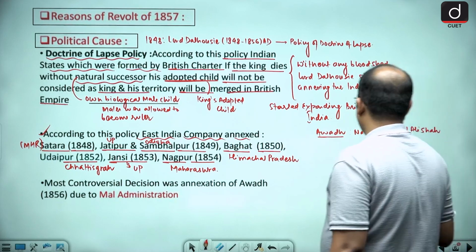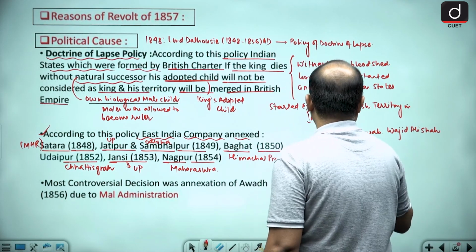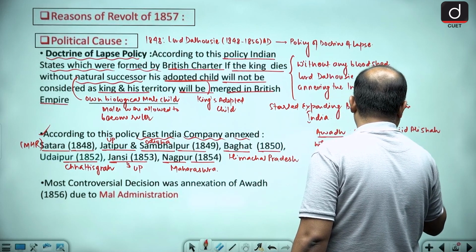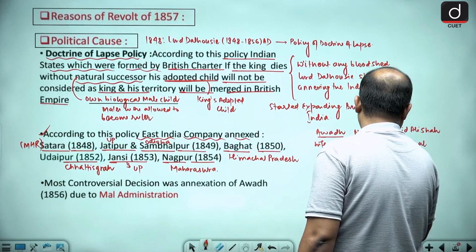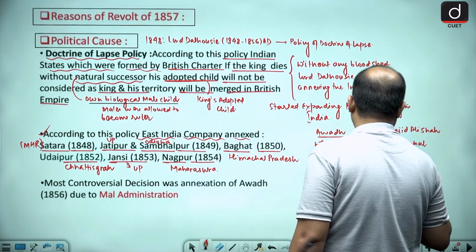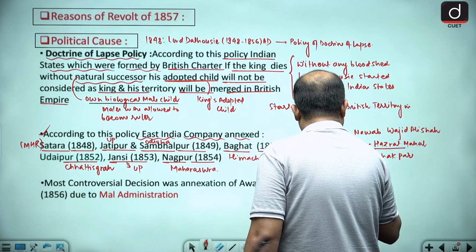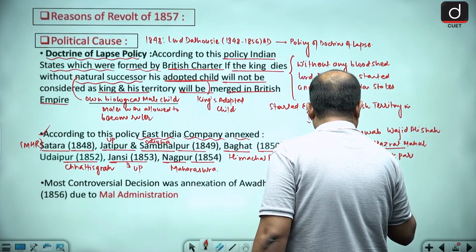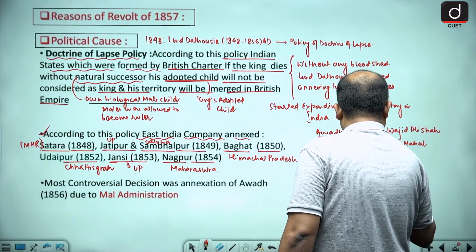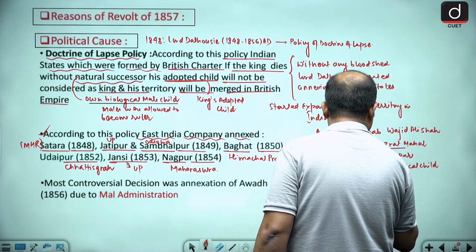Wajid Ali Shah's wife was Begum Hazrat Mahal. Begum Hazrat Mahal was also known as Mahak Pari, and they had their own biological child whose name was Birjis Kadir.